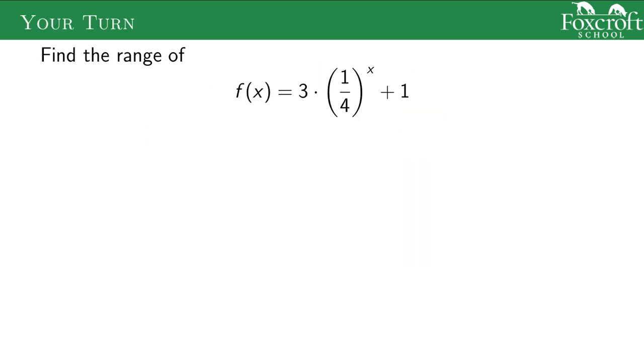Try this one on your own. Find the range of this exponential. And you should find that it's just y is bigger than 1. Our important value is 1. We know 1 is going to be part of the answer because that's the plus or minus we have at the end. And since there's no negative, it's going to start at 1 and just go up from there. If I change this problem slightly and put a negative at the front, then it would be y is less than 1. But with no negative, it's just y is bigger than whatever number is there.